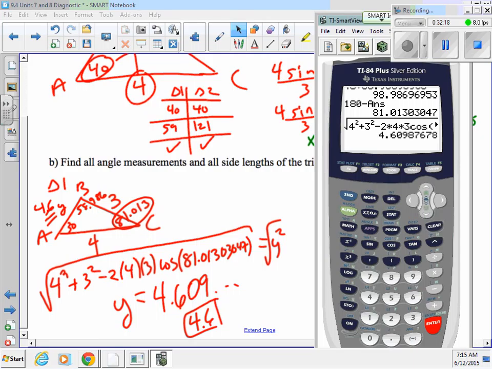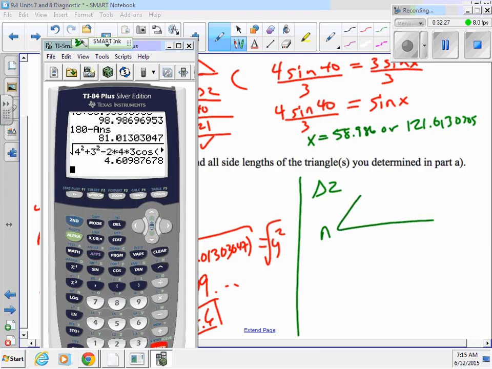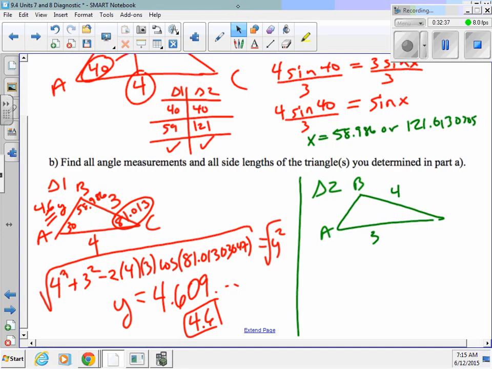All right, now triangle 2. Instead what I have is angle A as 40, but angle B, so this is still 3, this is still 4. Or did I have that backwards? Hold on, please. I had that backwards. Okay, so this is 4, this is 3. Angle A is 40. Why did I write 30 here? That's 40. Okay, hold on a second.